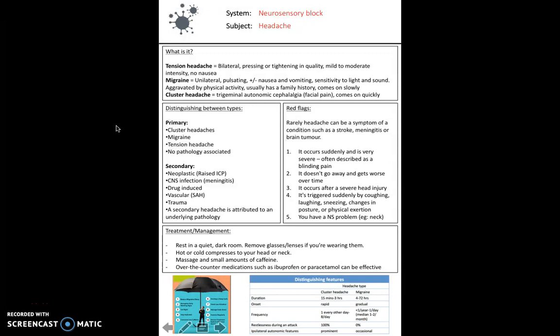In terms of headaches, we need to be aware of red flags. So red flags are basically the more severe problems that can be associated with a headache. So sometimes a headache can simply be a symptom of a condition such as a stroke, meningitis, or a brain tumour. So if people describe the pain as blinding pain, or if it doesn't go away or progressively gets worse over time, it occurs after a head injury, or it's triggered by something such as coughing, laughing, sneezing, then these would all be red flags in terms of clinical treatment.